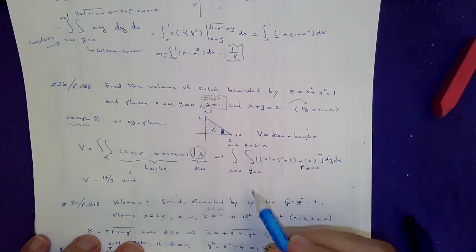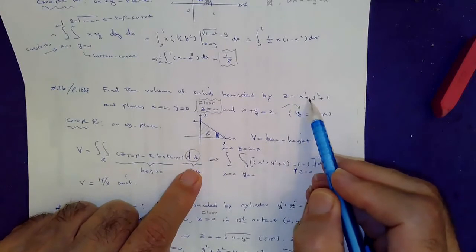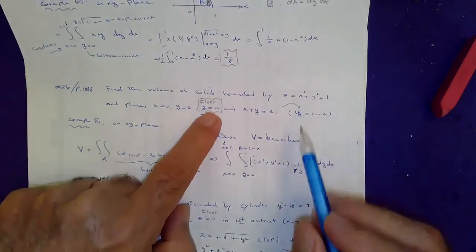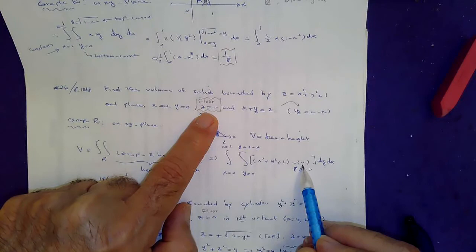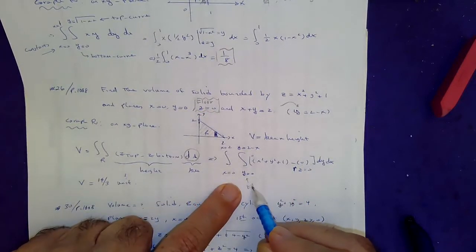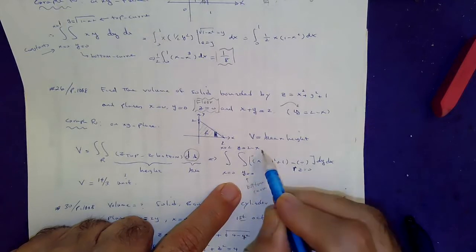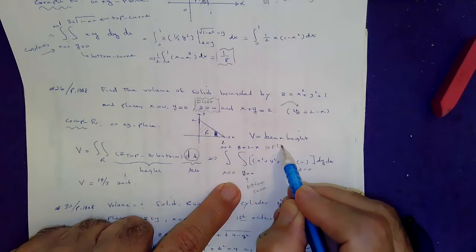So what does that mean? That means z top is the elliptic paraboloid, and z bottom is the floor, which is 0. And now I'm going from the bottom curve to the top curve.